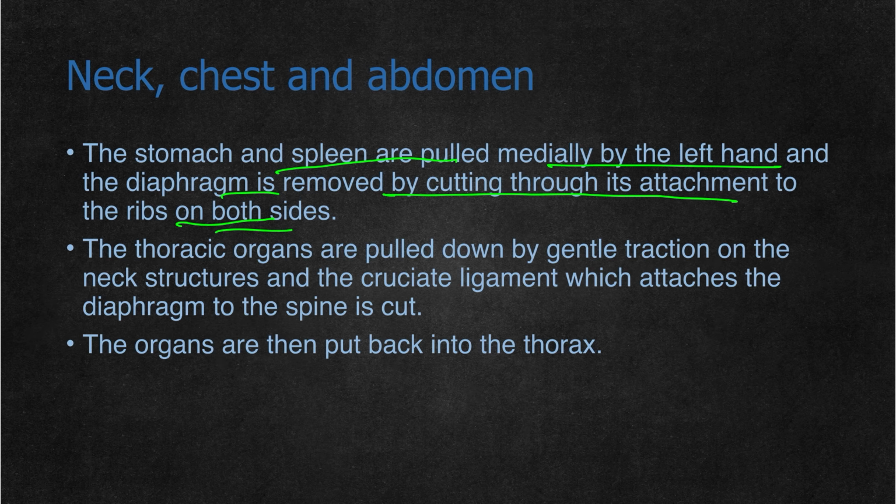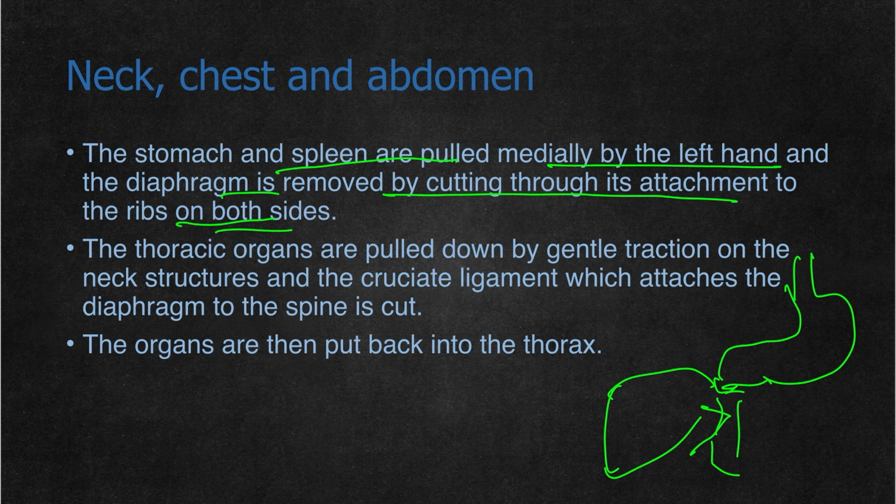Now, the abdominal structures have to be separated. The stomach, which is now present, is cut. Then the intestine is present, then the liver, then the spleen, which is present here, has to be removed. The stomach and spleen are pulled medially with the left hand, and the diaphragm is removed by cutting through the attachments to the ribs on both sides. So the diaphragm is separated first.